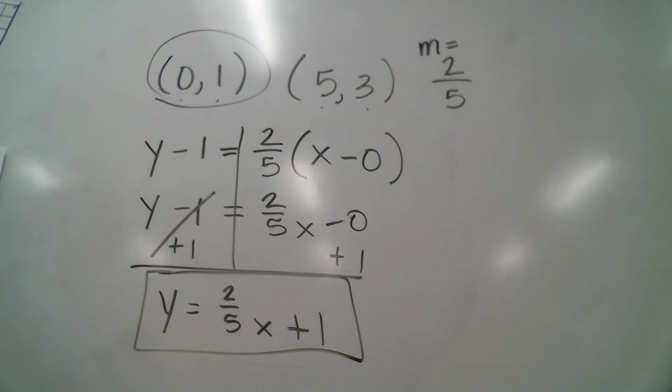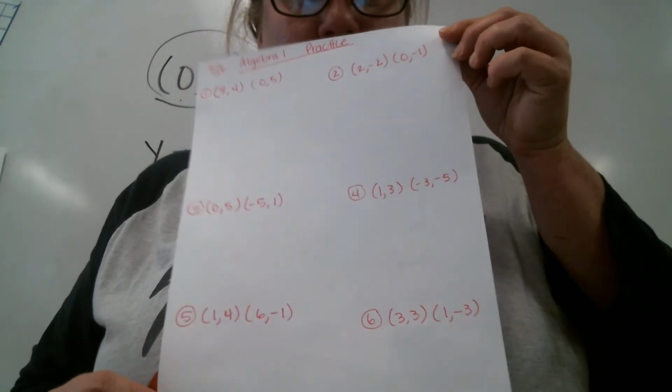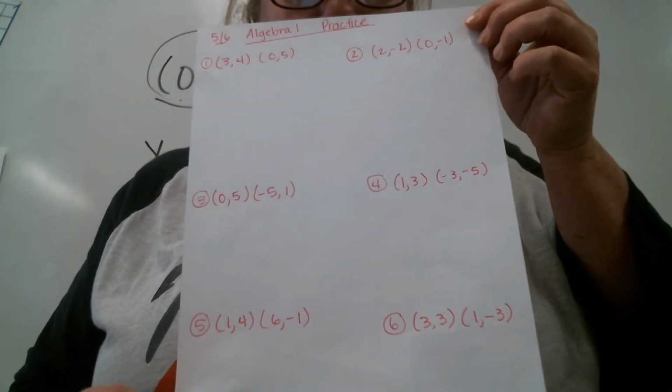Okay, so remember, find the slope first, use the 2 points to find the slope, then pick one point and use point-slope formula. Okay, I've got 6 practice problems for you that are just like this. So go ahead and copy those down.